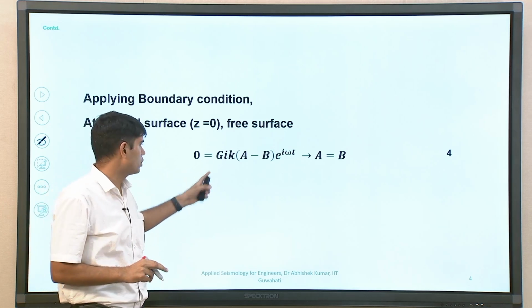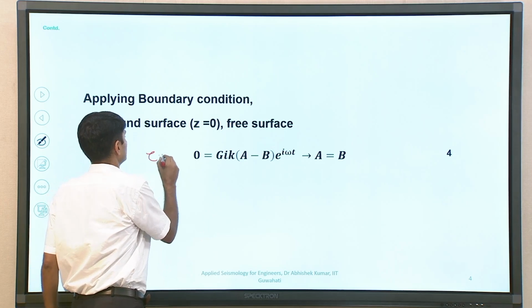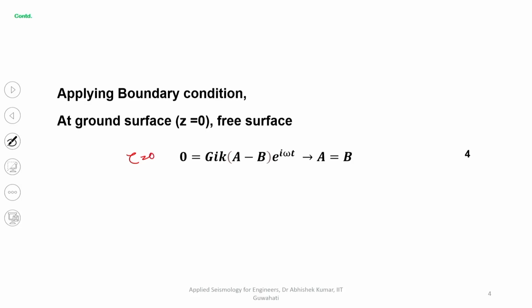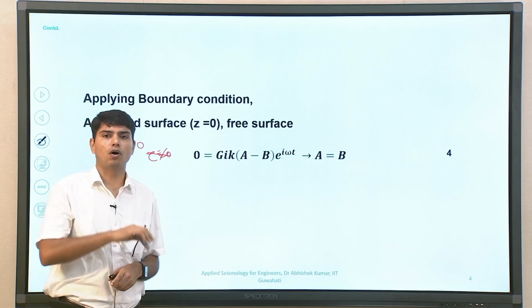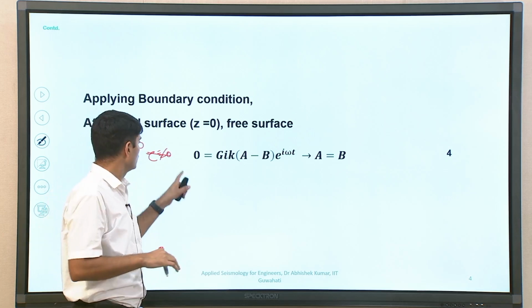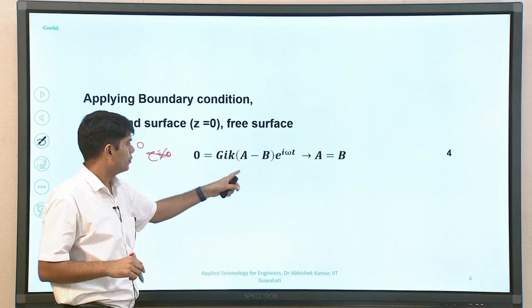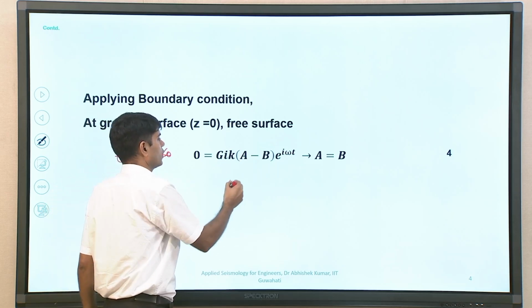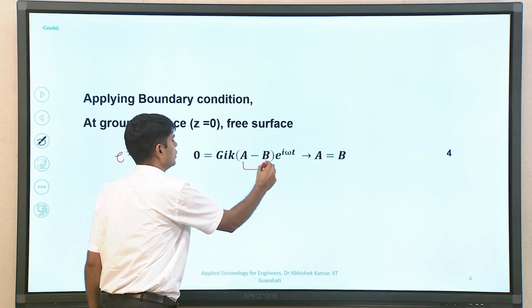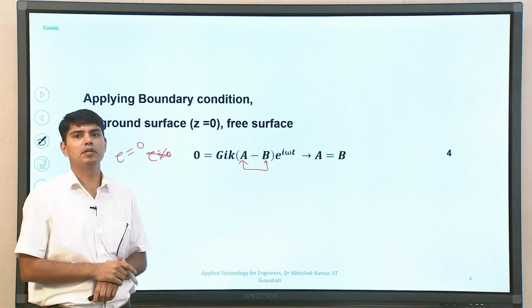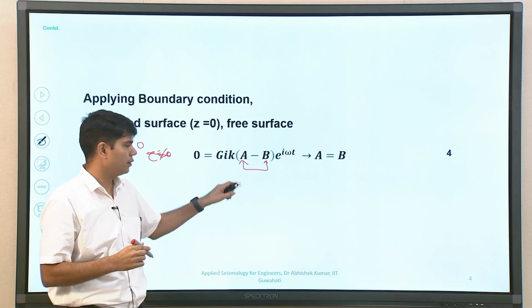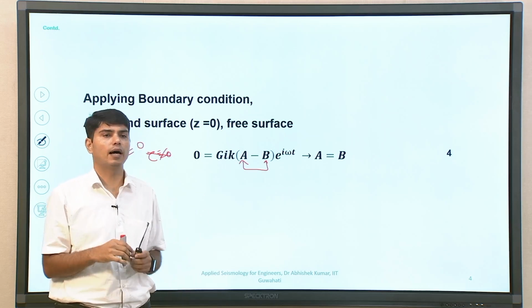0 will be on right hand side, because this is the value of tau, the stress free condition on the ground surface. It is free to move, it is not offering resistance. So, 0 equals to the other part. Now, in this, if you see, the entire equation can only be equal to 0 if A is equal to B. That means, the amplitude of downward and upward propagating wave in this particular case are equal.